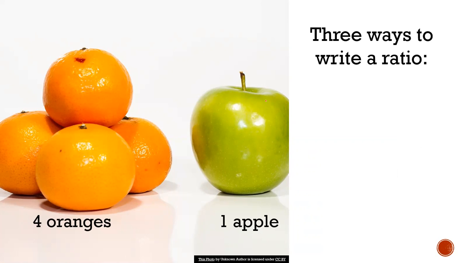So if we have 1 apple and 4 oranges, how can I write that ratio? So you'll see that ratio written a few different ways. One of the ways you'll see that ratio written is in words. To write the ratio, we can say it two different ways, but we may say 4 oranges to 1 apple. This colon tells us we have a ratio happening here.